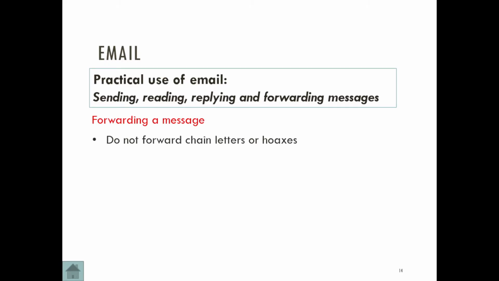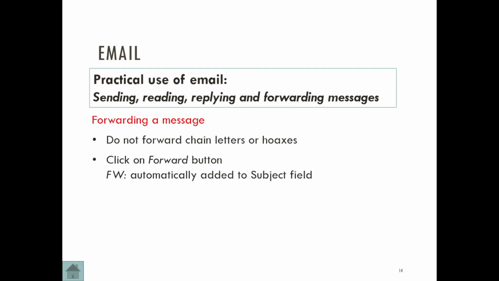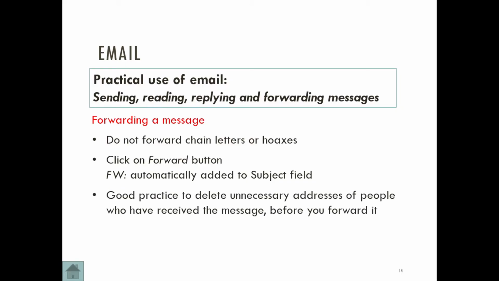Okay, then forwarding a message. Obviously, we don't forward chain letters and hoaxes. We simply click on the forward button. The FW is automatically added to the subject field. And it's usually good practice to delete unnecessary addresses of people who've received the message before you forward it. This is why you should take a few moments to think and to check before replying and forwarding and sending emails. The same goes for messages on WhatsApp and social media posts and things like that. Just take a little time and think.